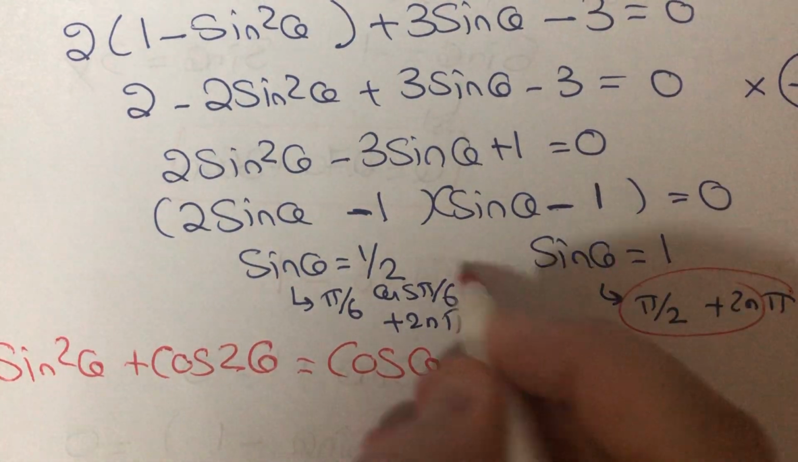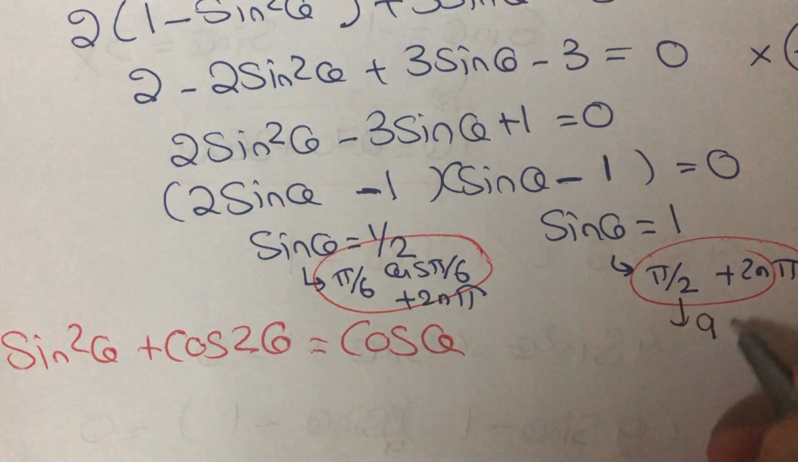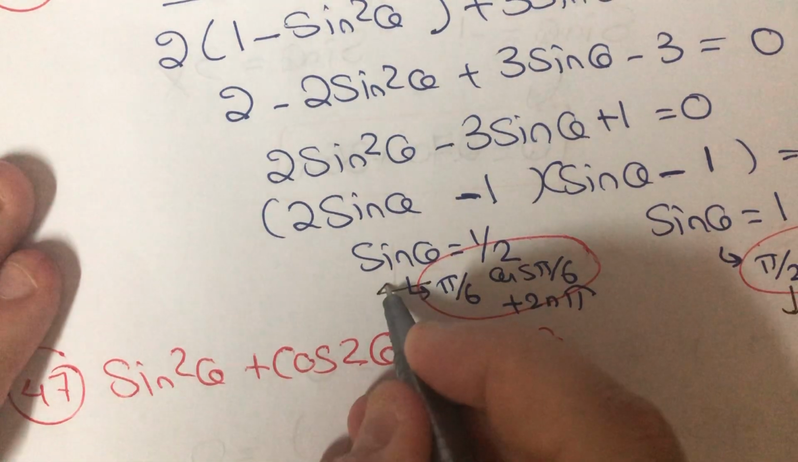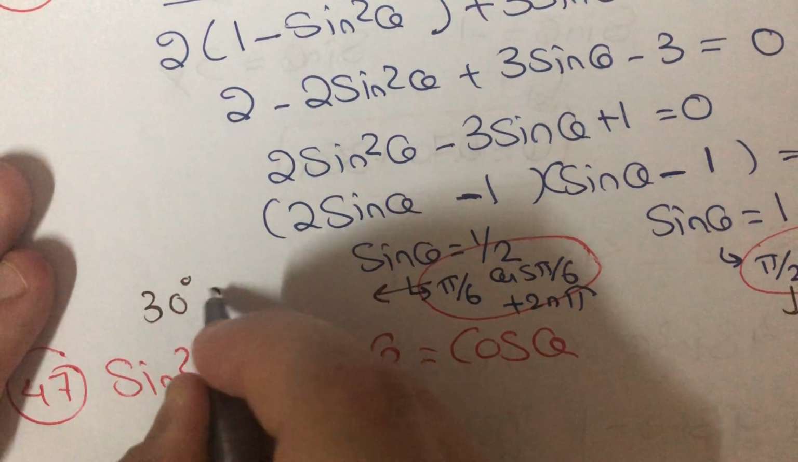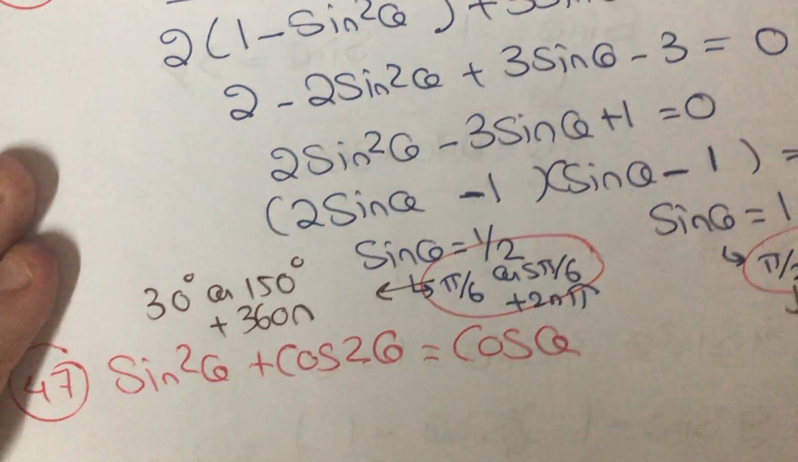And we've repeated a lot of them. You need to write the answers in degrees as well. This can be 90 plus 360n, and these can be 30 or 150 plus 360n.